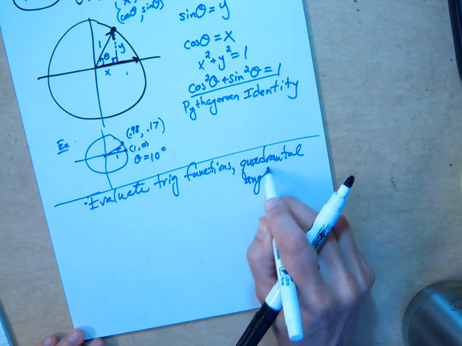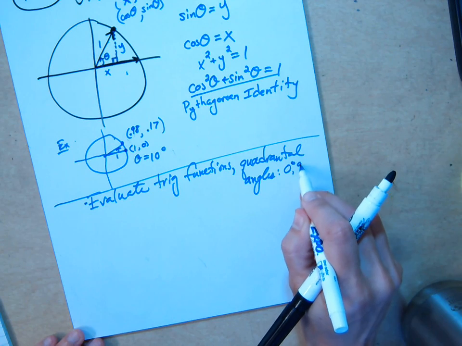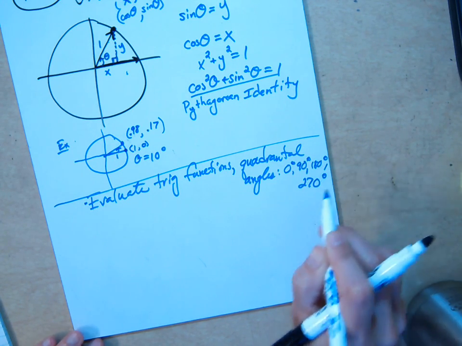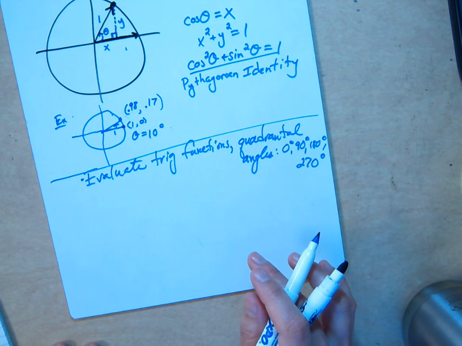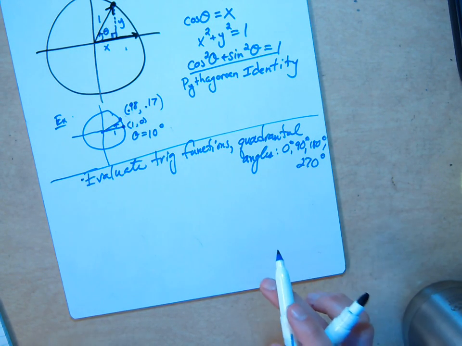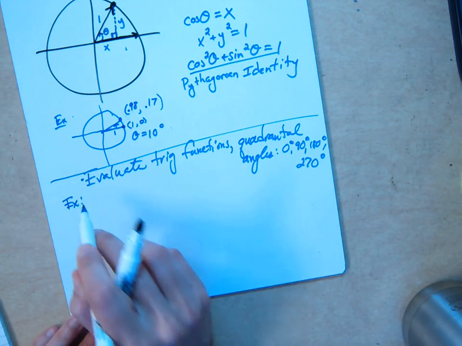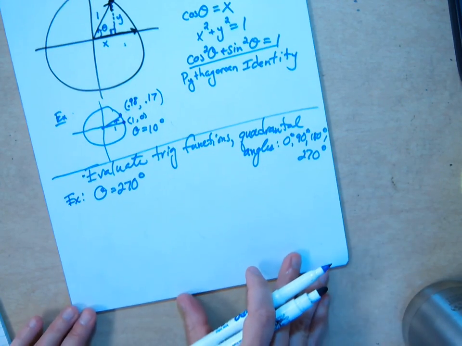And those are the ones that are on the quadrants. So 0 degrees, 90, 180, and 270. Because if you try to do this the old way where you draw the triangle and make a right triangle, there is no right triangle. So let me show you, for example, let's do 270 degrees. Theta equals 270. Let's say we're naively trying to do what we did before.